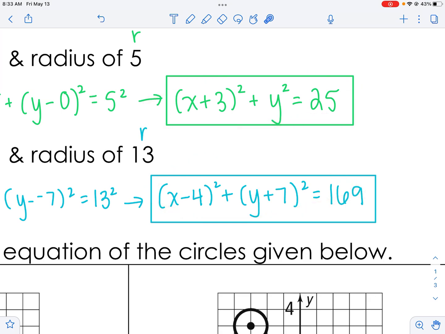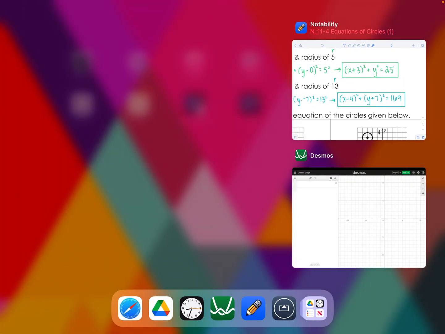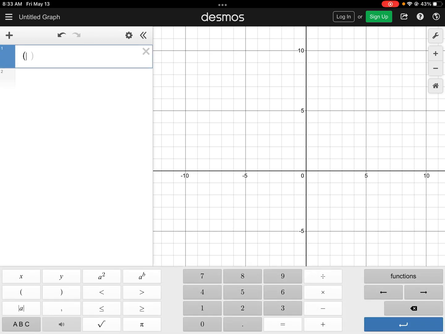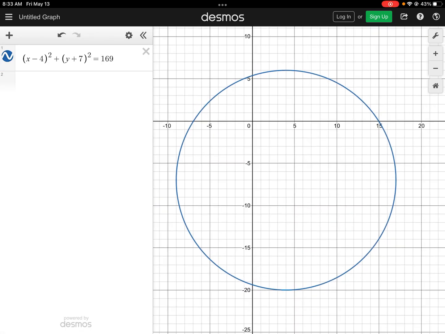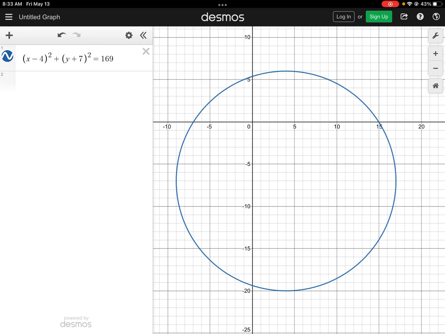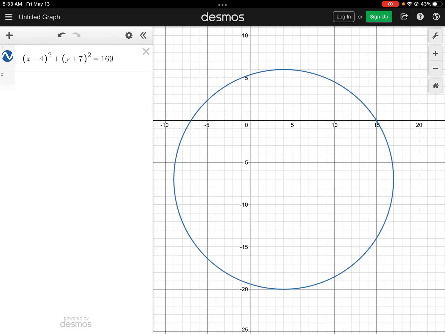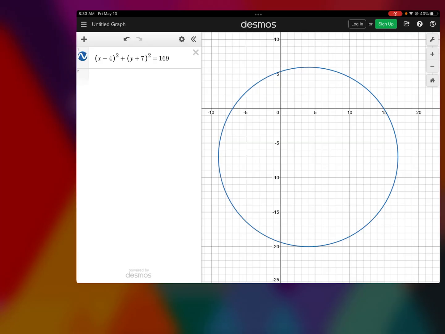If we wanted to double check this, I can pick either one of these, it doesn't matter, and I can go graph it. So I'm going to check that bottom one, x minus 4 squared plus y plus 7 squared equals 169. If I look, I can tell the center's around 4, negative 7. And if I count, I would see that the radius is 13. I'm using Desmos to graph. That's just a way of checking it.